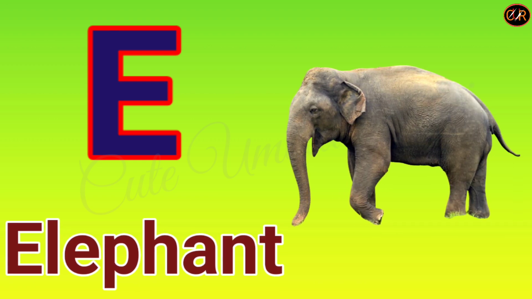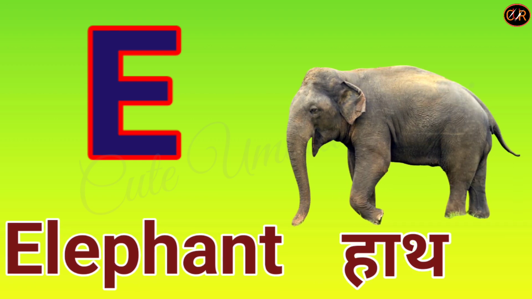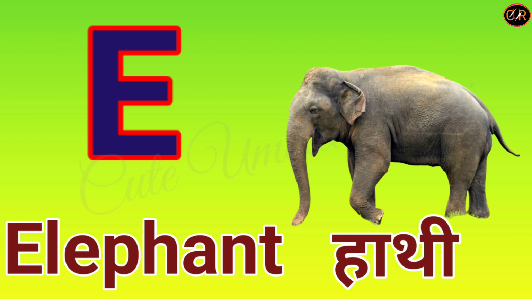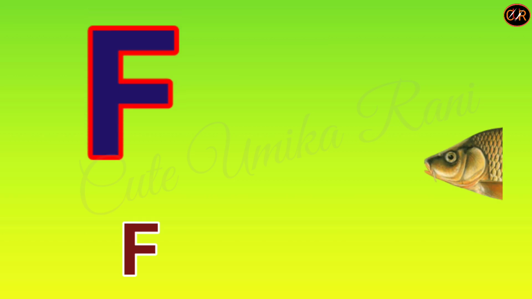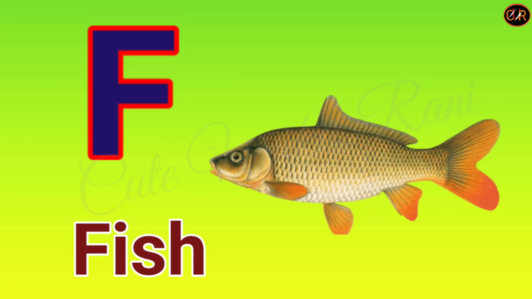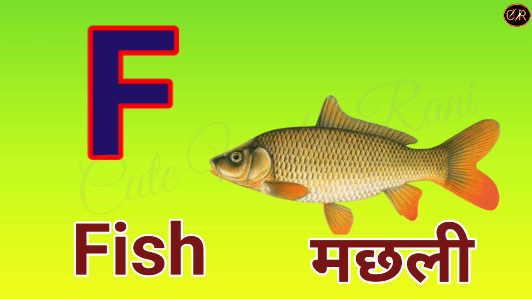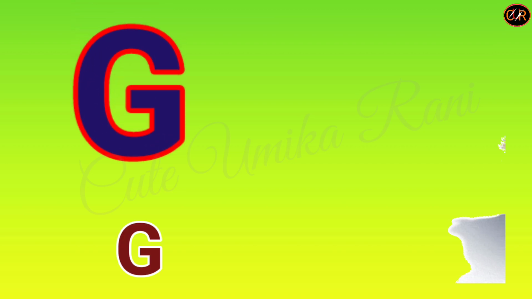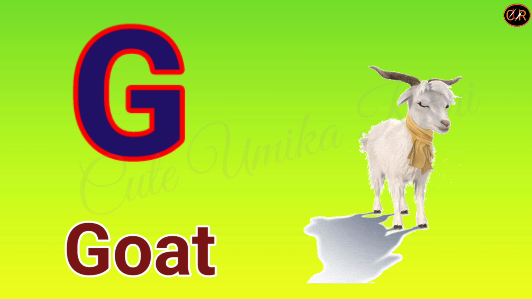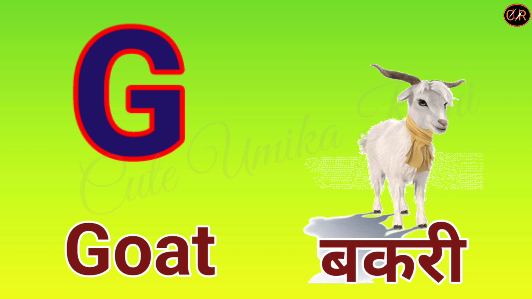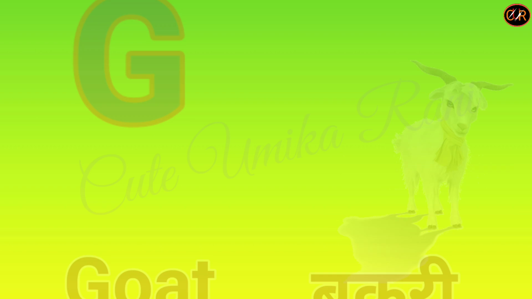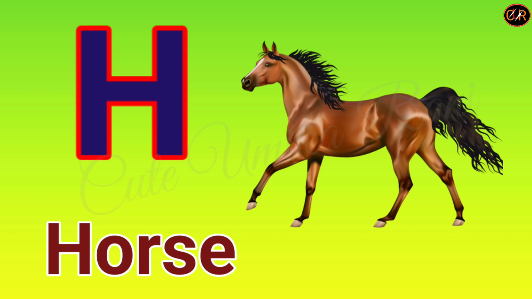E for elephant. Elephant means hockey. F for fish. Fish means mackerel. G for goat. Goat means bakkari. H for horse. Horse means gora.